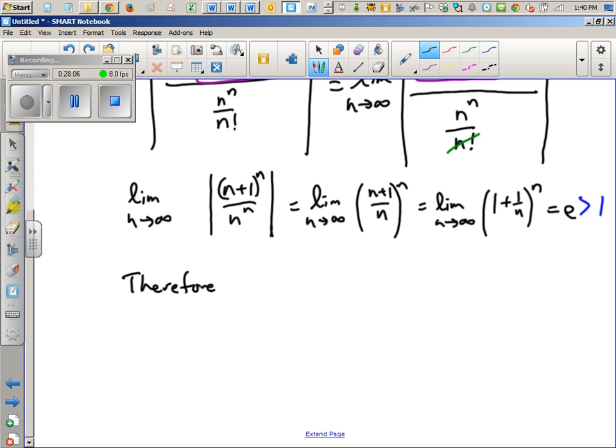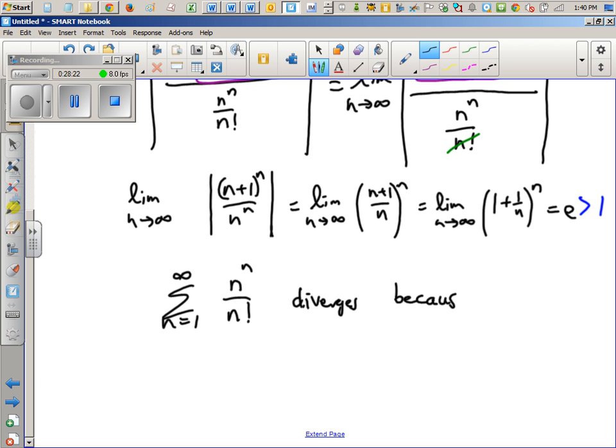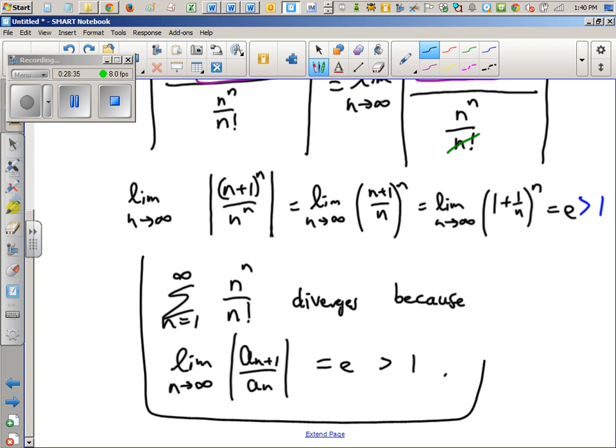Therefore, let's actually go ahead and write a sentence here so we have a good conclusion for the day. So here's what we're saying for this problem. The sum from n equals 1 to infinity of n to the nth over n factorial diverges simply because the limit as n goes to infinity of the absolute value of a sub n plus 1 over a sub n is E, which is greater than 1. There's a nice little sentence for you.